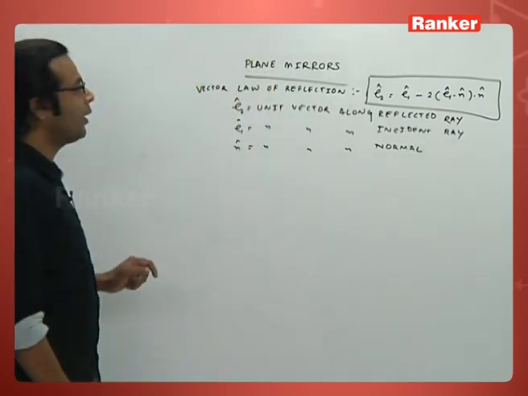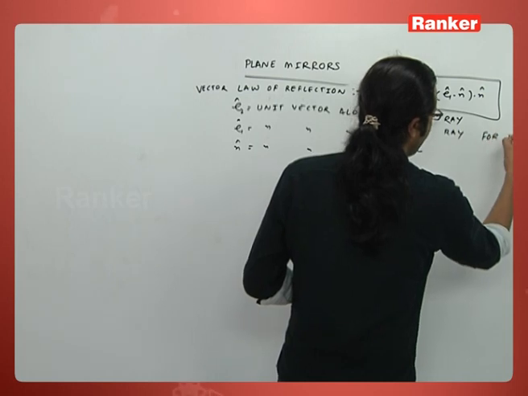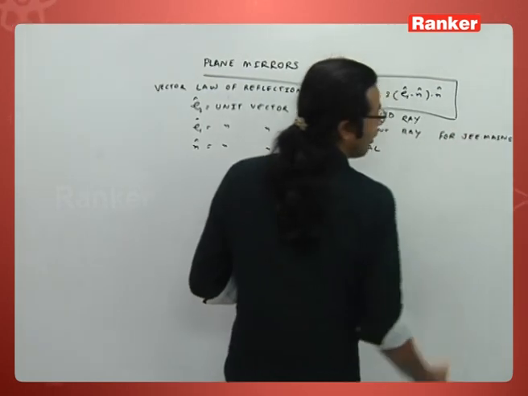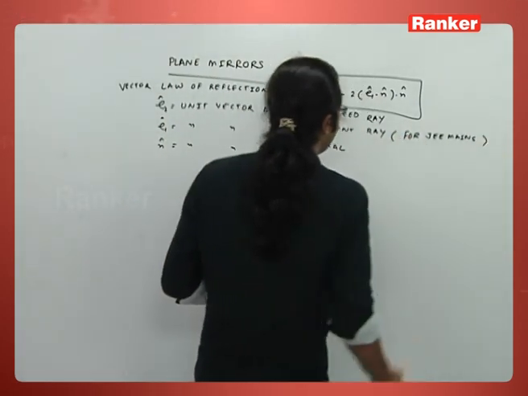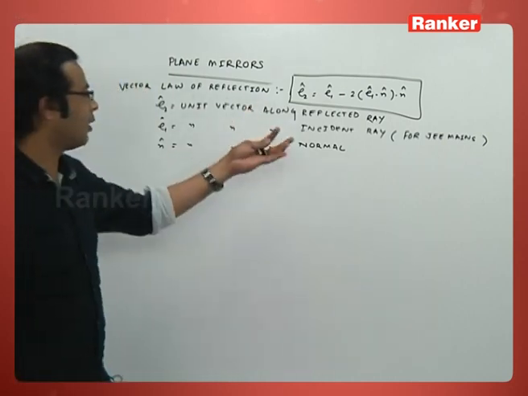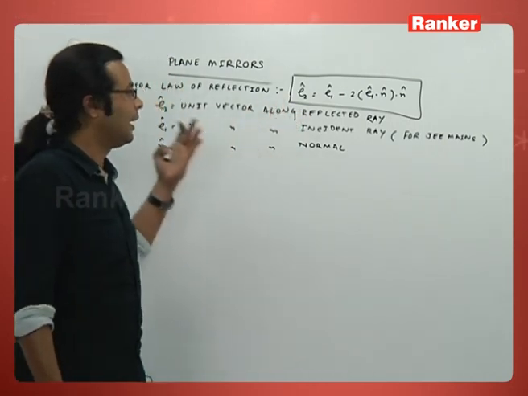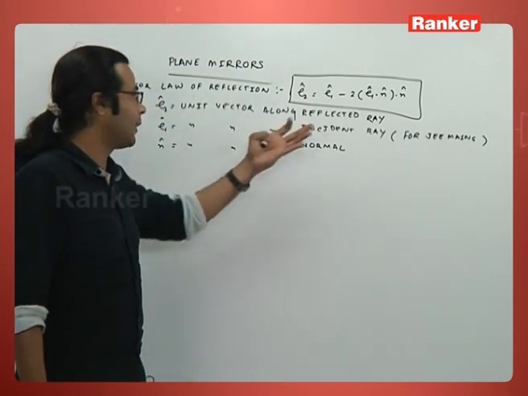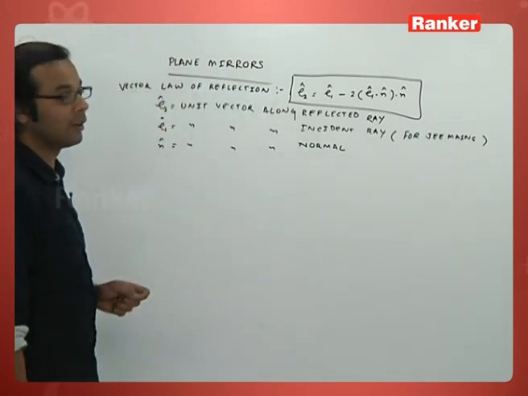So for AIEEE, that means for JEE Mains, EAMCET and all those examinations, or any other state level examinations, you will find this kind of problems involved. They will give you a ray is incident, and they will give it in a vector form, they will give a vector form of normal. So they will say find the unit vector along the incident ray.